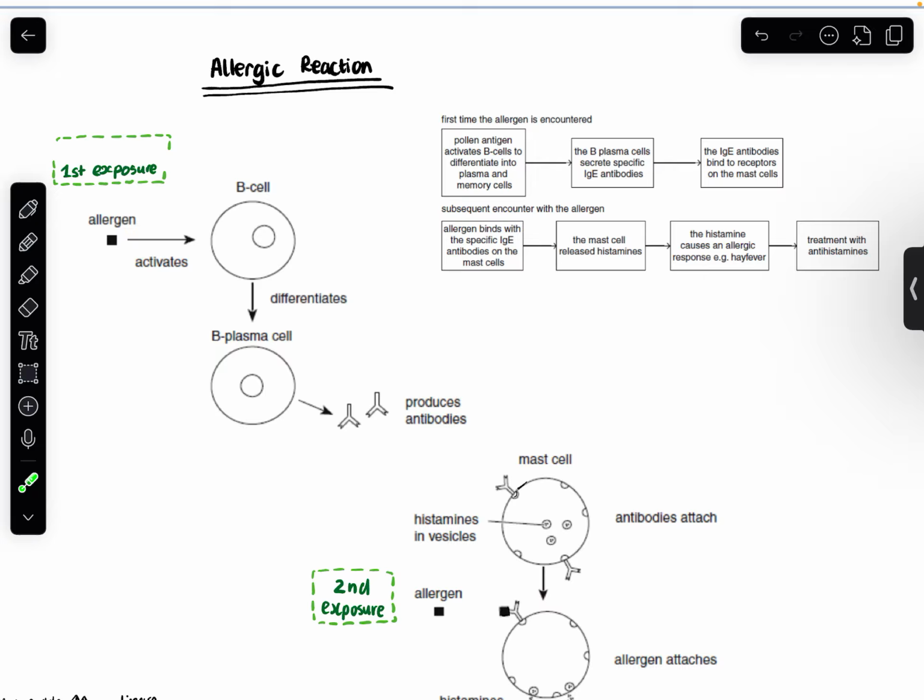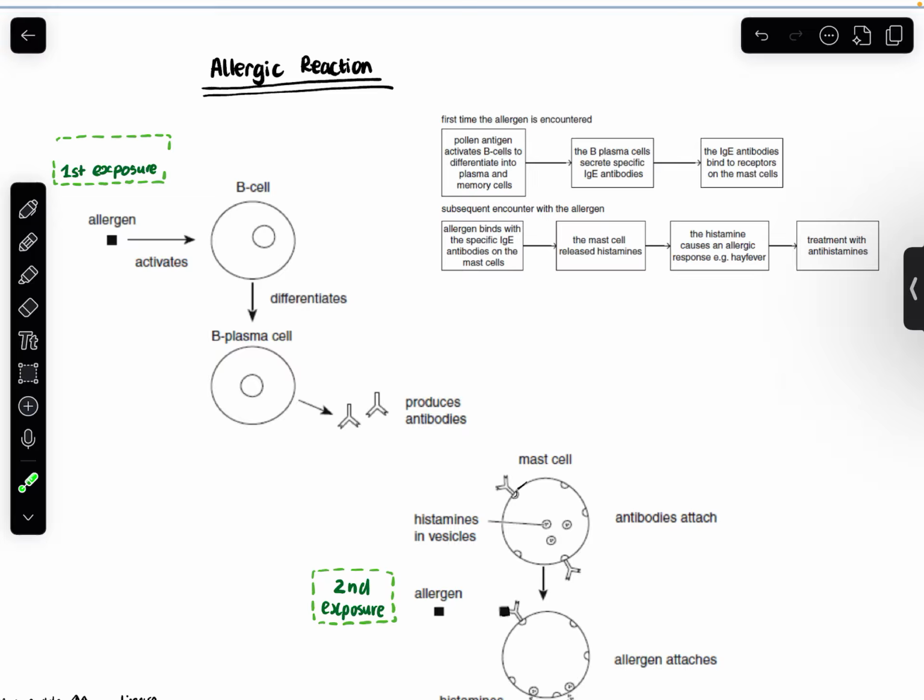So I'll go through it one more time. On the first exposure, the allergen comes to a specific B cell and activates it. The B cell differentiates into B plasma and B memory. Then the B memory are irrelevant. However, the B plasma will be producing IgE antibodies. These IgE antibodies will go on and bind to the receptor found on the surface of mast cells. Now, they will just sit like that on the first exposure.